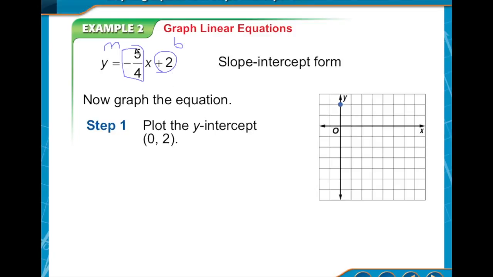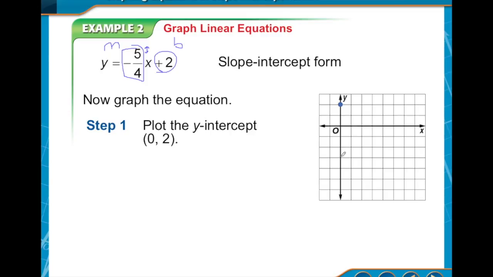Now I know that's rise over run. So the vertical change, going up and down, tells me to go down 5. So from here I'll go down 5. 1, 2, 3, 4, 5.